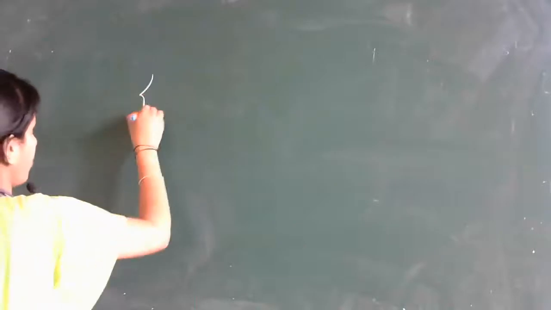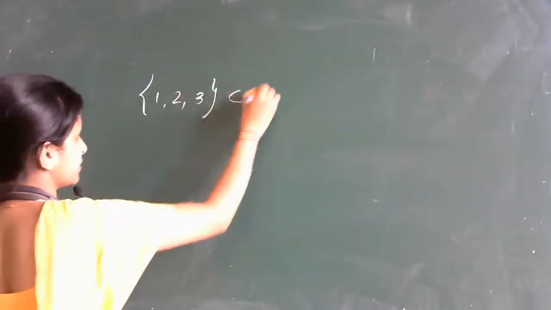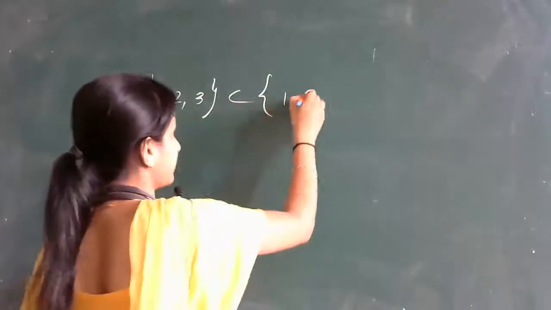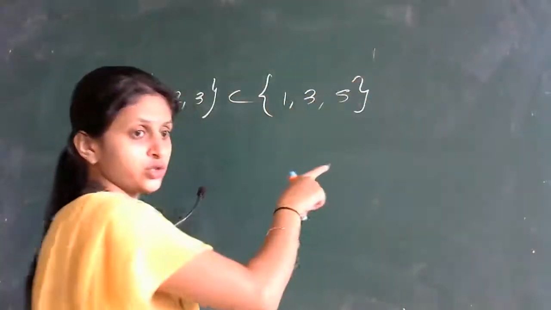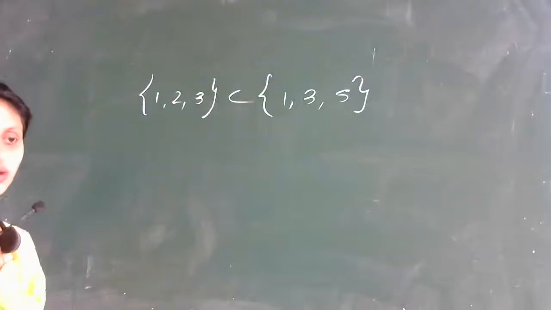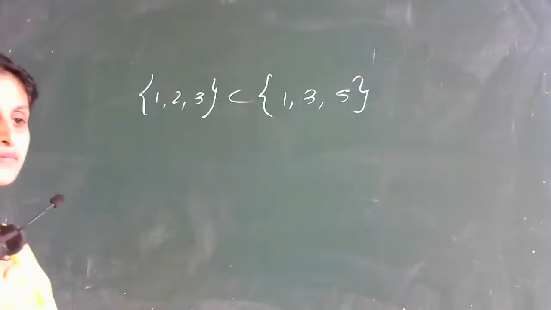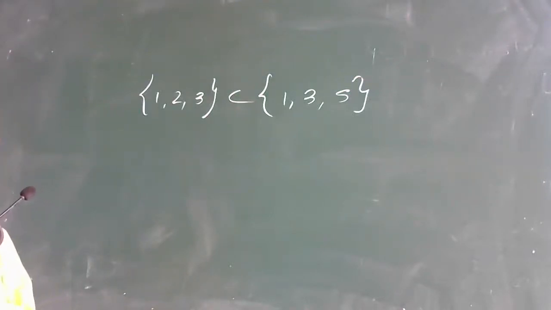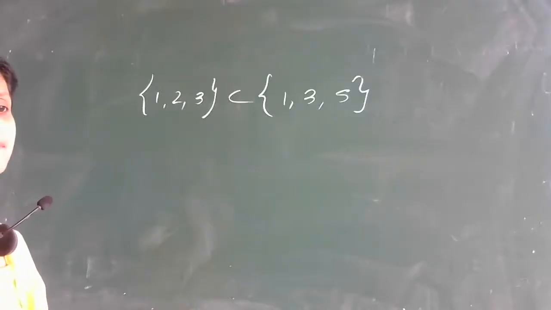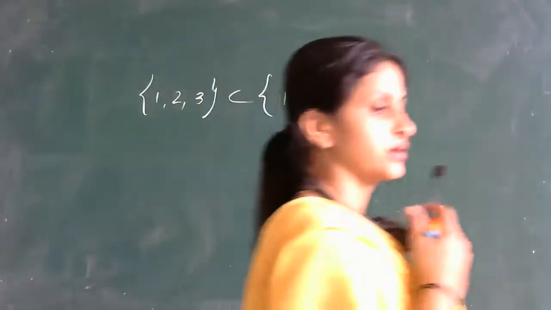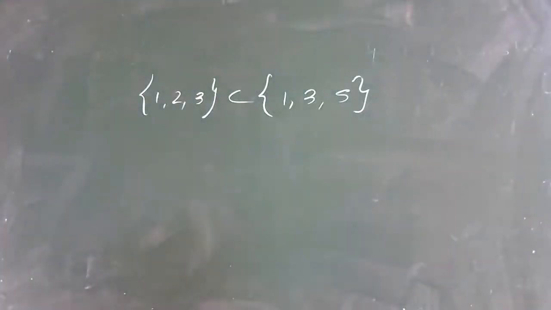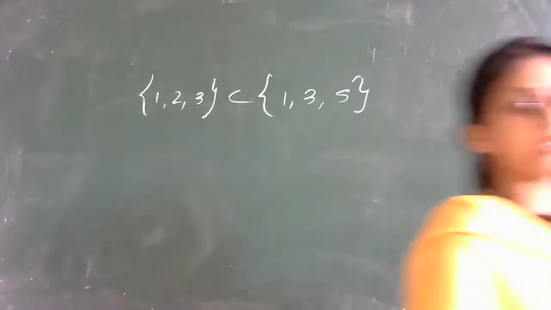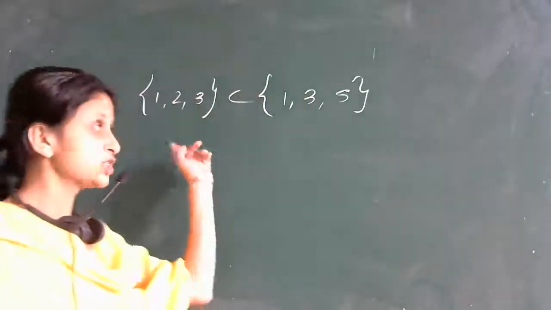In second main, we have the third question as this: {1, 2, 3} is a subset of {1, 3, 5}. So I hope you're asking this question. Is it true or false? Yes, is it this question, students? Abu Sufyan, is it this question? Okay. So listen here. Now they are asking whether it is true or false.